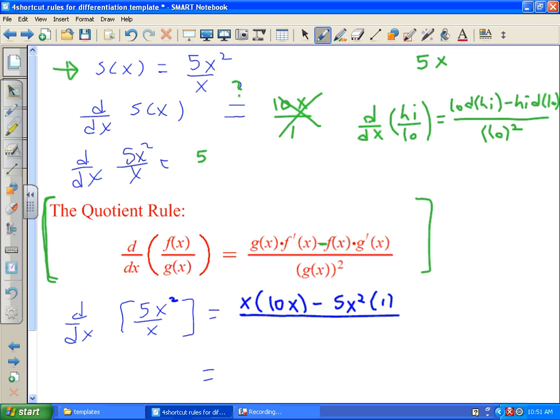And what is our denominator squared here? x squared, right? If I simplify this, I have 10x squared minus 5x squared on the top, which is the same as 5x squared. There's an x squared on the bottom, so what is our answer?